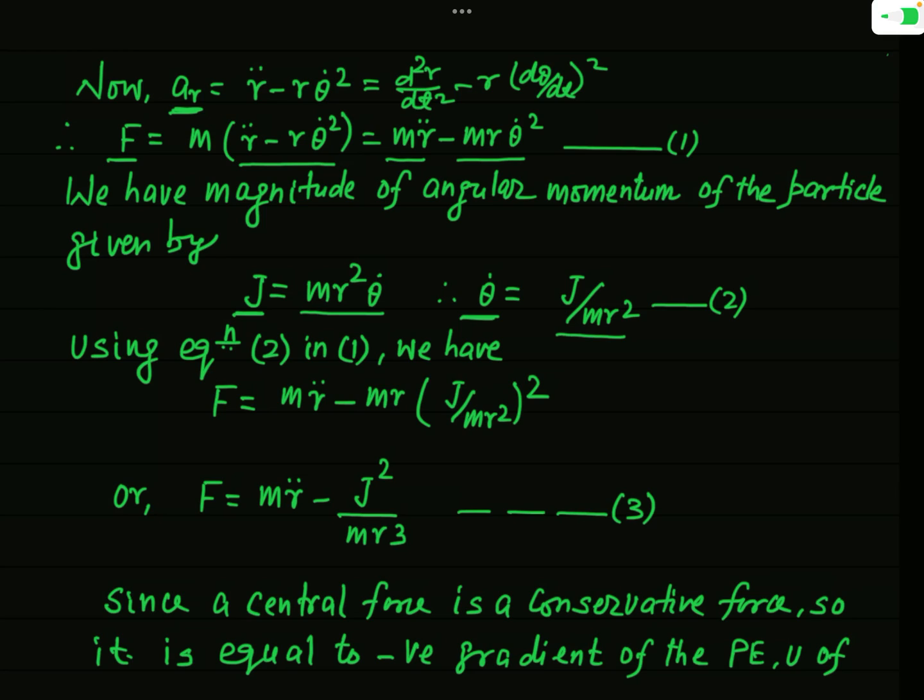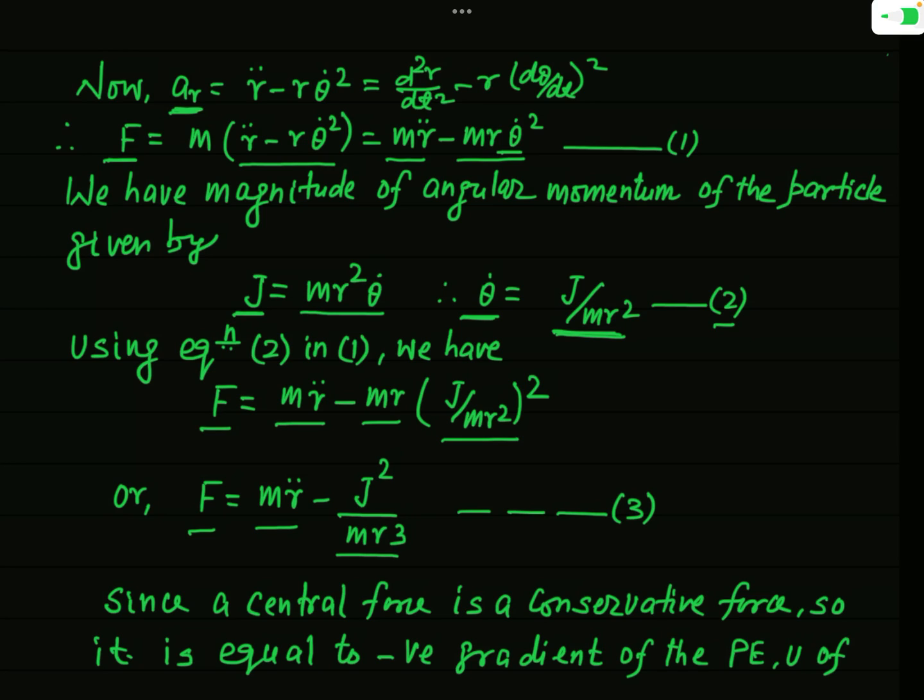Actually, our aim is to express the force acting on the particle in terms of the angular momentum J. So for this, you must replace this theta dot in equation 1 by this expression, theta dot equal to J by m r square, which is equation 2. So let us use equation 2 in equation 1. After using this, what will you get? See equation 1: F is equal to m r double dot minus m r times theta dot square. But theta dot is J by m r square, so I have substituted J by m r square instead of theta dot. Now after simplifying it, F will be simply equal to m r double dot minus J square over m r cube.